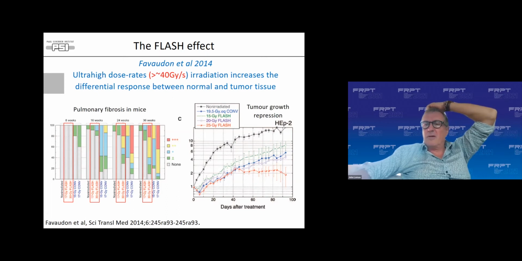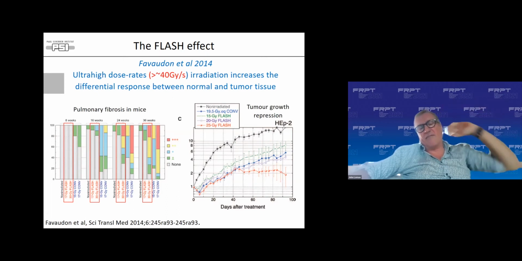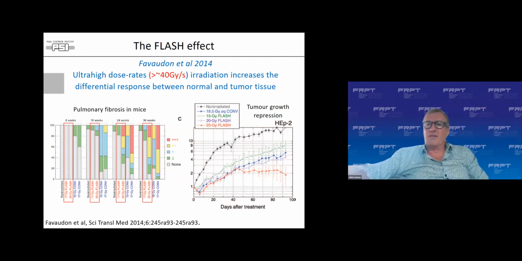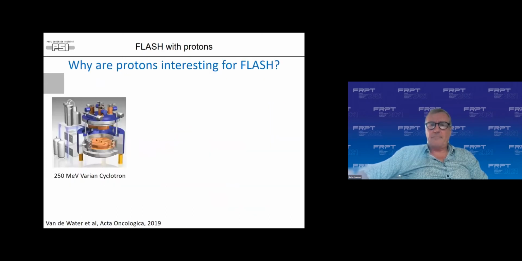Now, of course, it's a high dose rate effect. In the paper from Favaudon et al., they were looking at dose rates above 40 gray per second. So clearly, if we're going to do Flash in the clinic, if we're going to do Flash for patients, we need to be able to somehow include dose rate as a parameter in the treatment planning.